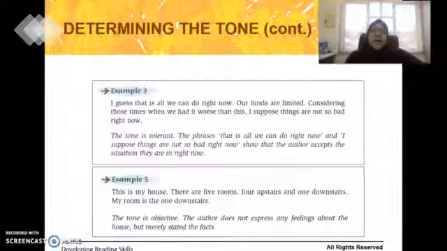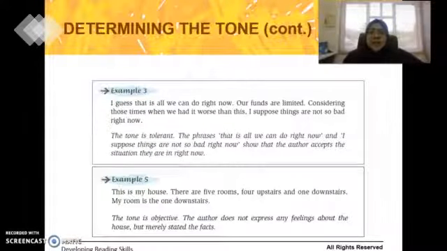Let's look at the examples. Example number three: I guess that is all we can do right now. Our funds are limited. Considering those times, we had it worse than this. I suppose things are not so bad right now.